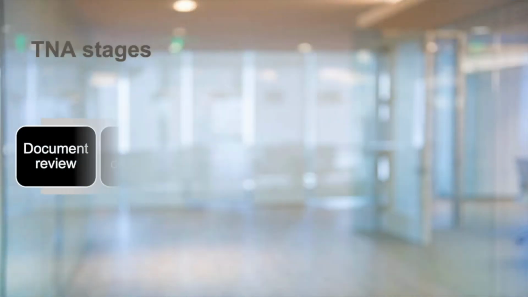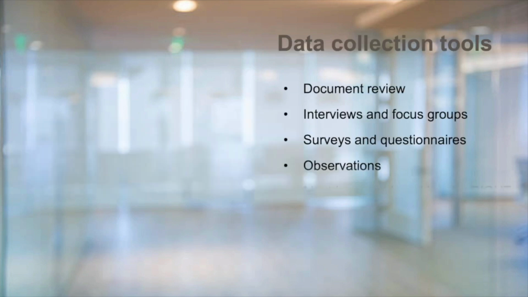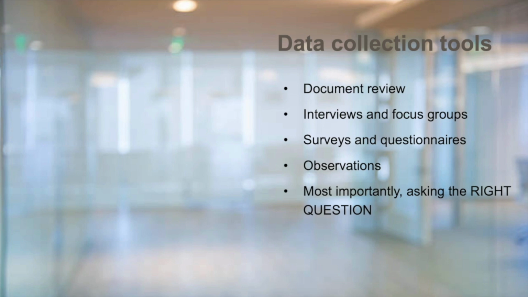There are 4 stages in conducting a TNA. They are document review, data collection, training gap analysis, and the final report. We have several ways of collecting data. This could be through a document review, interviews and focus groups with employees, surveys and questionnaires, observations of the workplace, and most importantly, asking the right type of question to get the data you need to evaluate correctly.